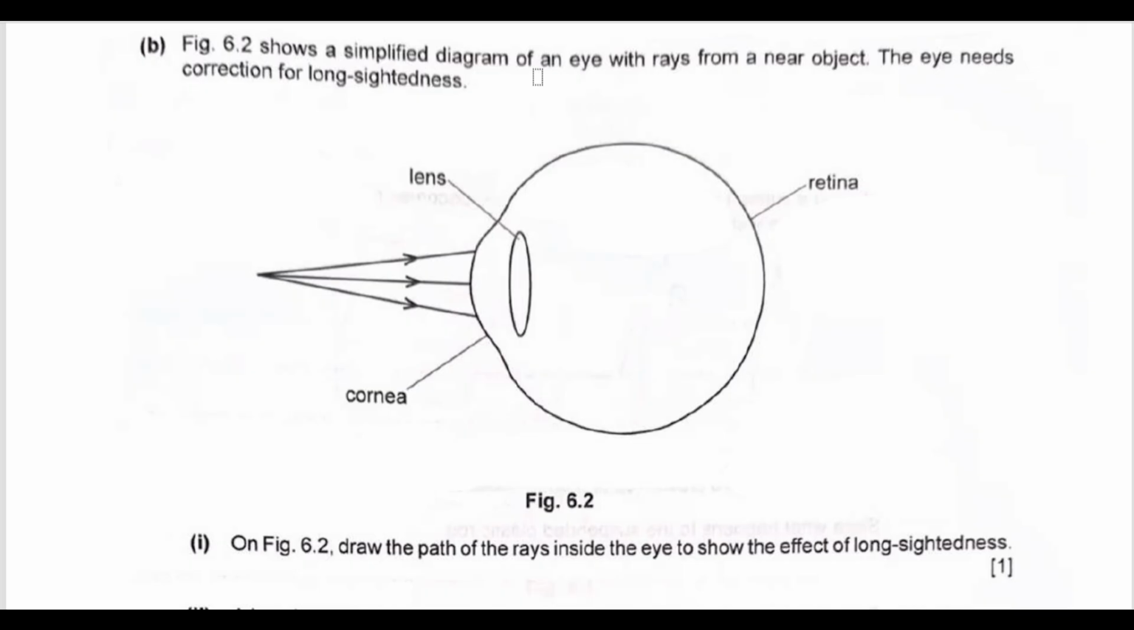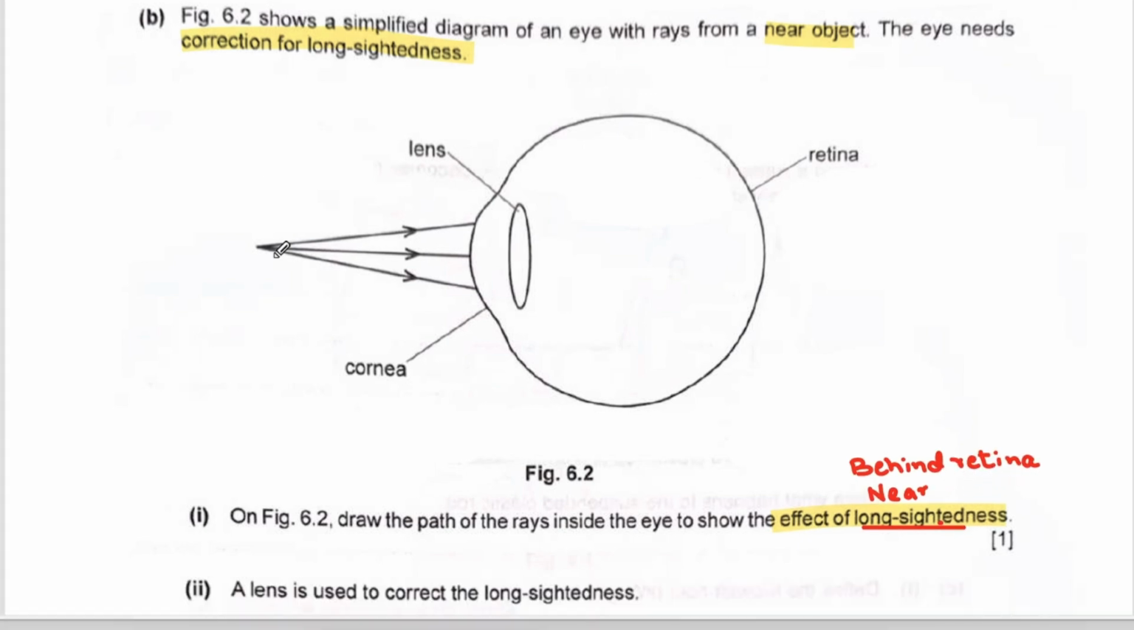B part of the question says figure 6.2 shows a simplified diagram of an eye with rays from a near object. The eye needs correction for long-sightedness. Part 1 says on figure 6.2 draw the path of rays inside the eye to show the effect of long-sightedness. Whenever some person has long-sightedness, the person is unable to see near objects clearly, and the image is formed behind the retina of the eye.